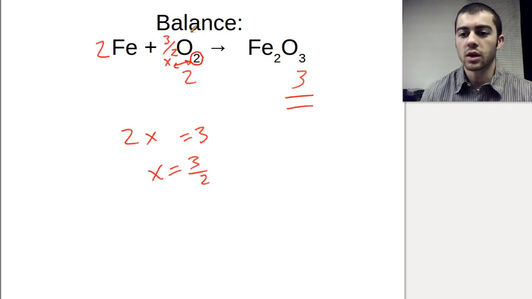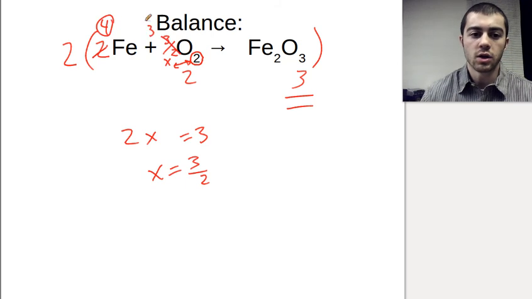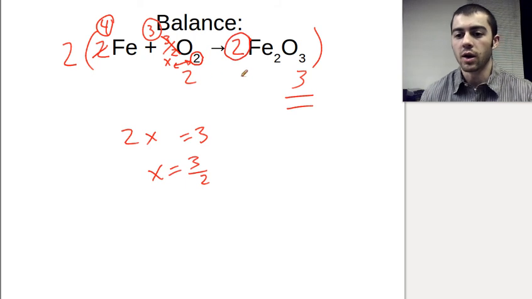And then basically it's better practice once you have a fraction to get whole numbers out of this, so we could multiply the whole equation by 2 to get rid of this fraction. So this would give us a 4 for our final coefficient on the iron, a 3 for our final coefficient on this oxygen, and then a 2 for our final coefficient on this iron. So it ends up being the same either way, whether you do the fraction method or the multiple method, just whichever one comes easier to you.